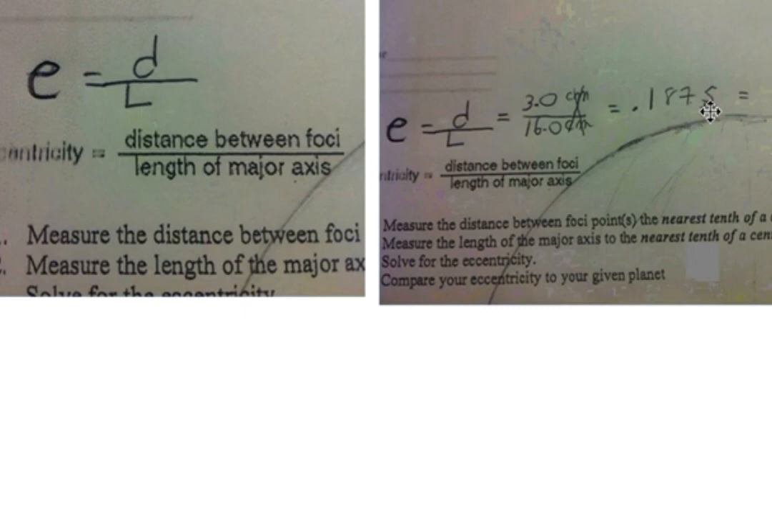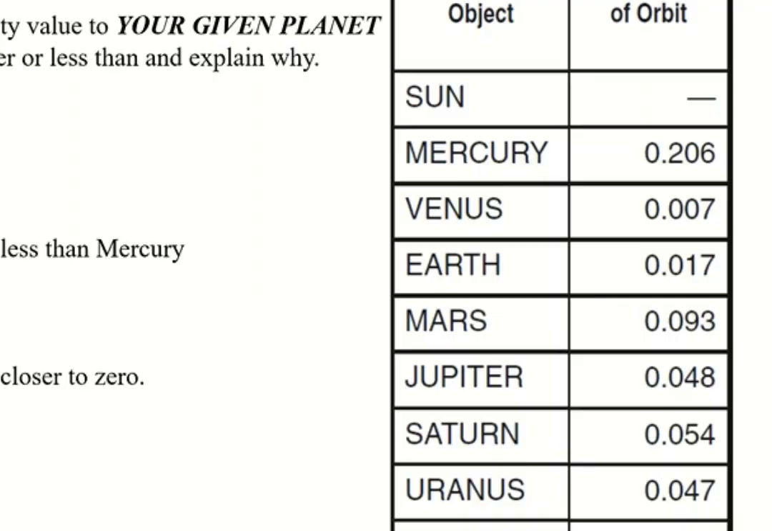If this value was less than 5, then you would leave it as 0.187. And lastly, you would compare your given eccentricity value with your calculated eccentricity value.